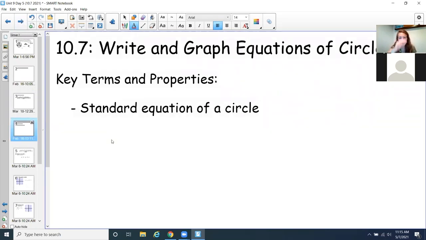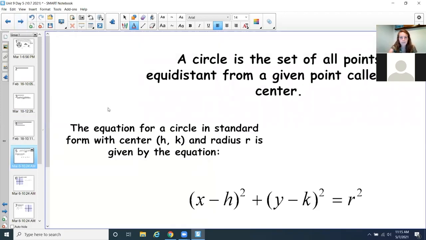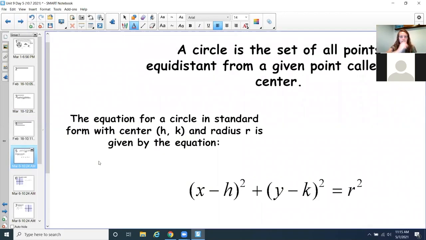So today we're going to be talking about the standard equation of a circle, which I will go ahead and give you here. The equation for a circle in standard form with center (h, k), so here would be your x, here's your y, and radius r is this equation.